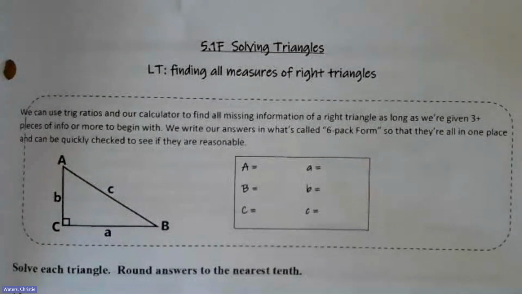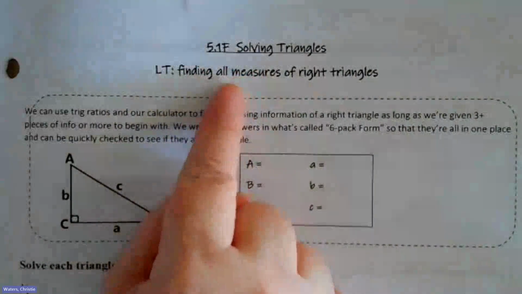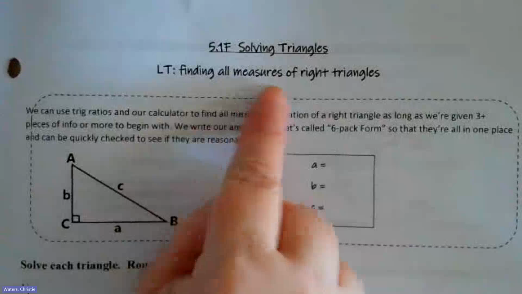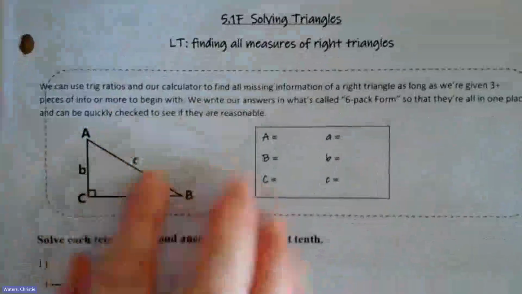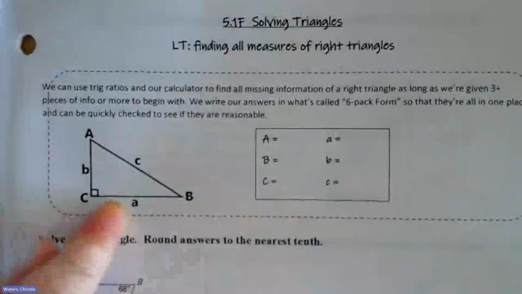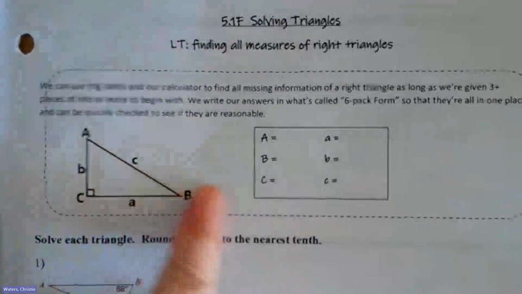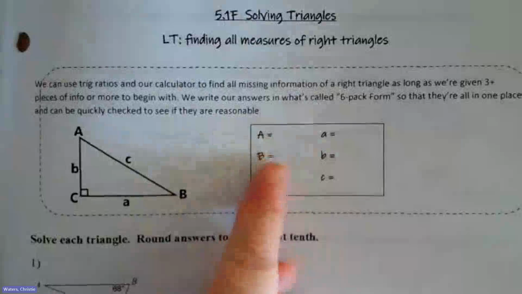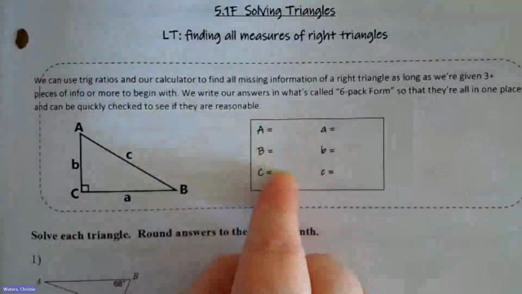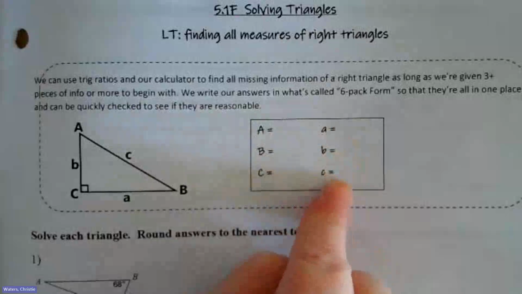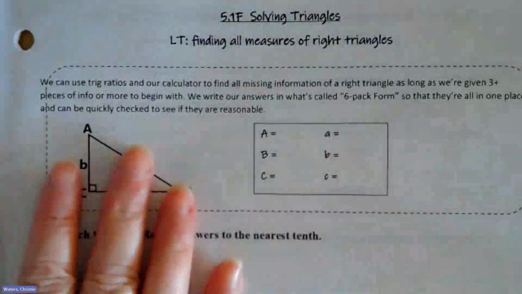So here we are in lesson 5.1F, solving triangles. And what that means is we are finding all the information of the right triangle. So this is a good diagram right here. This shows us all three sides, all three angles, and this is where the answers are going to go and what your answers will look like. So by the end of this, we will know all three of the angles and we will know all three of the sides.